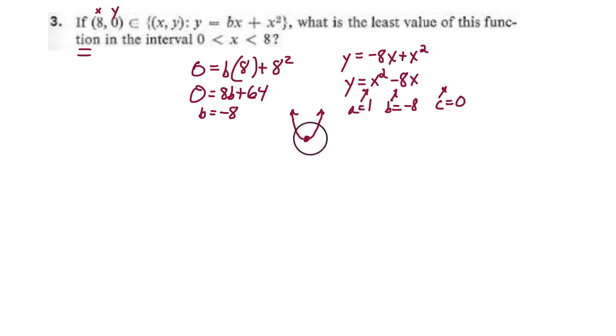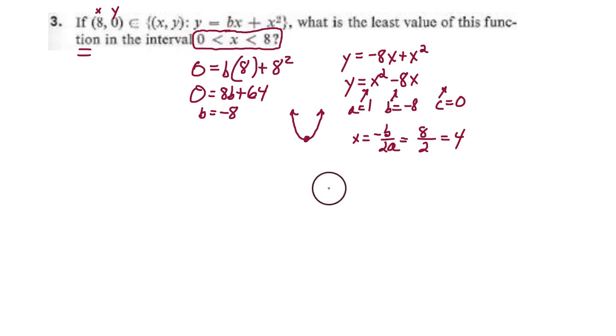Let's find that vertex point. Its x-coordinate is given by negative b over 2a. The negative of negative 8 is 8, and 2 times 1 is 2. And so x equals 4. Notice that x equals 4 is within the interval that we're supposed to consider. What is the value of y when x equals 4?